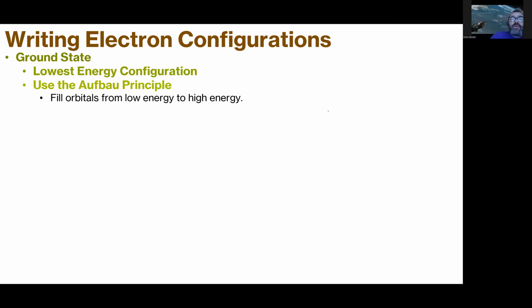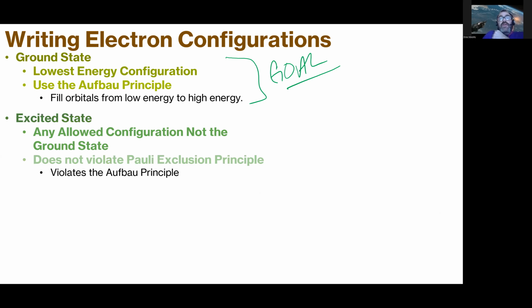Okay, one of the things we've got to watch out for when we're writing electron configurations is that there's really one that we care about, and that's the ground state. Ground state is the lowest energy electron configuration possible. This is typically what we're going for. This is our goal when we're writing the electron configuration. Okay, we're going to do this using the Aufbau principle, and I'm going to show you how to do that in a second. Okay, other electron configurations are excited states.